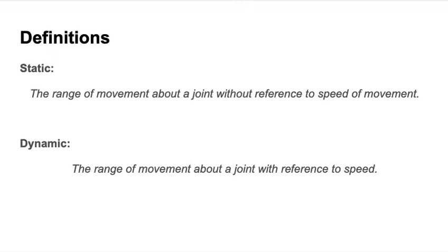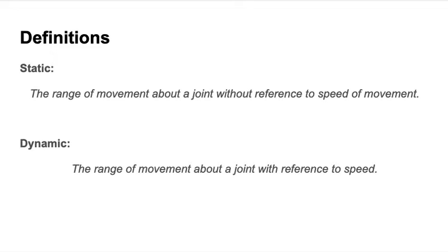In terms of definitions, the key determinant about flexibility is about how far we can move joints, but static flexibility has no reference to speed or movement. So generally, how far can the joint move? When we think of maybe a dancer going into the splits, there's no speed required for that. Whereas dynamic flexibility is the range of movement at a joint with reference to speed.